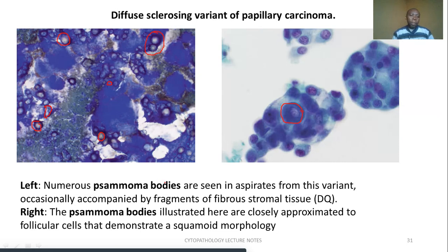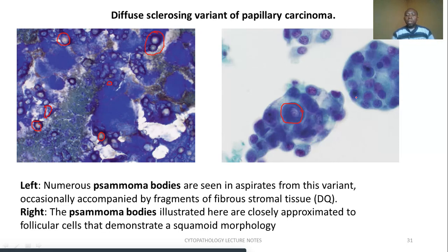So on our left, we can see psammoma bodies which are seen in an aspirate from a various occasion, accompanied by fragments of fibrous tissue in Diff-Quik staining. Like we said, they are appreciated well in Diff-Quik. And on the right, we can see psammoma bodies which are illustrated here and are closely approximated to follicular cells that demonstrate a squamoid morphology.